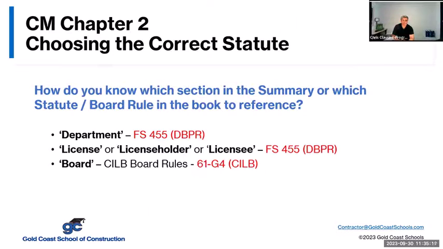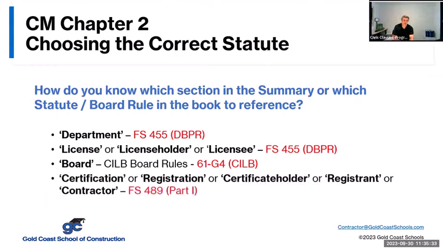If you see the word board in the question, a lot of times that's going to refer to CILB, because that's the Construction Industry Licensing Board. Whereas the DBPR is the department, the CILB is the board. So it's typically going to be a board rule, 61G4. And then you have certification or registration, or certificate holder, or registrant, or contractor. That is Florida Statute 489. They don't really call them licenses within that statute. They call them certificates. It's a certified general contractor, certified building contractor, certified residential, certified roofing, certified plumbing. Certified is the key word there.